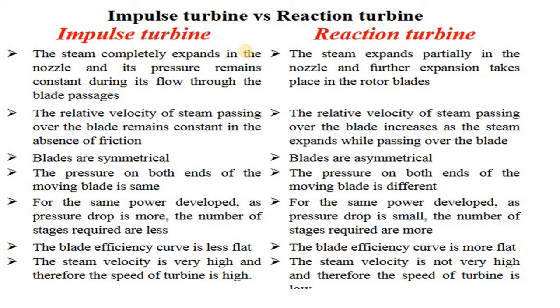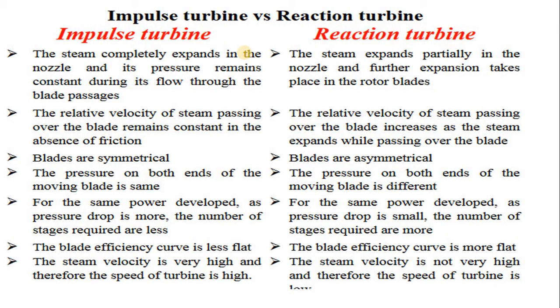So this is the main difference between impulse as well as reaction turbine. As we know, in the impulse turbine, the steam completely expands in the nozzle and its pressure remains constant during its flow through the blade passage. But in the reaction turbine, the steam expands partially in the nozzle as well as partially in the moving blade. So inlet energy available in the impulse turbine is only kinetic energy, and inlet energy available in the reaction turbine is both kinetic energy as well as pressure energy.